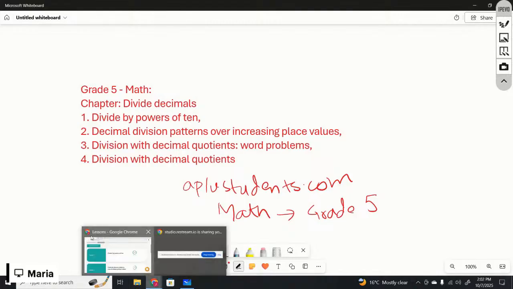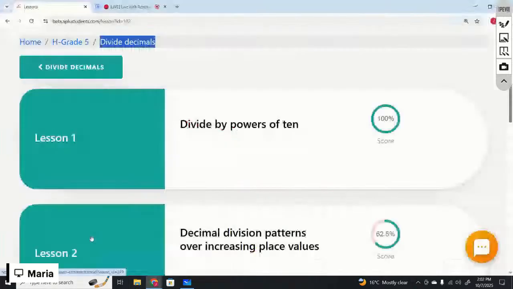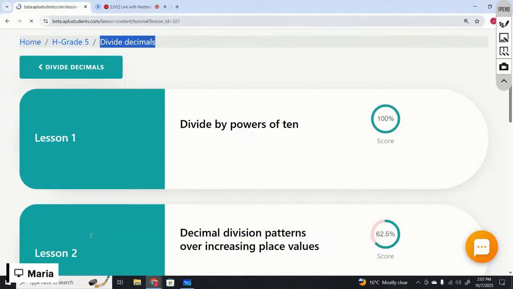So here I'm on grade 5 math. The chapter we are on right now is divide decimals. Let's just start with the first lesson, that is divide by powers of 10.